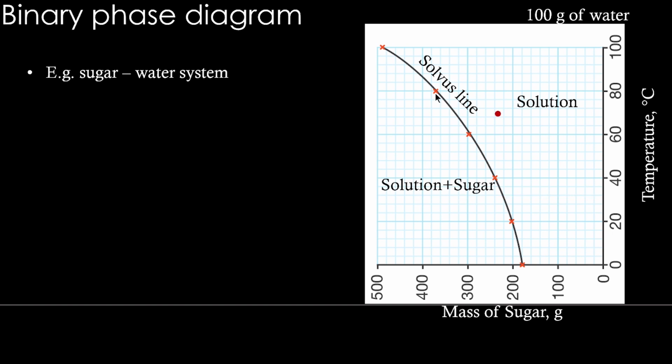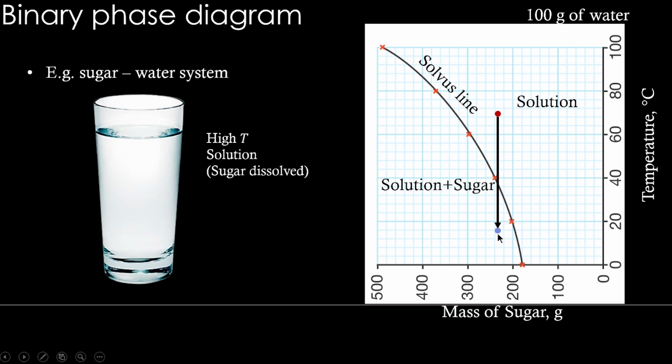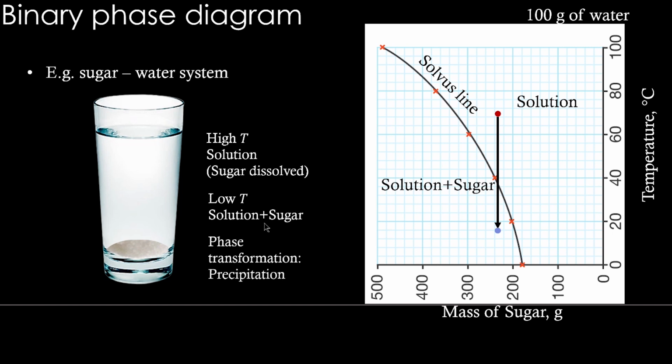So let's imagine a point here at this temperature, where we have so much sugar dissolved in the solution. If the same vessel is brought down to a lower temperature, we will be here, and now we are in the two-phase region, solution plus sugar. So what will actually happen? At high temperature it is a solution where sugar is dissolved, and when the temperature is decreased, we are going to get sugar coming out of that solution. So this kind of phase transformation, that is precipitation, will happen, and the phase diagram quite elegantly indicates that.